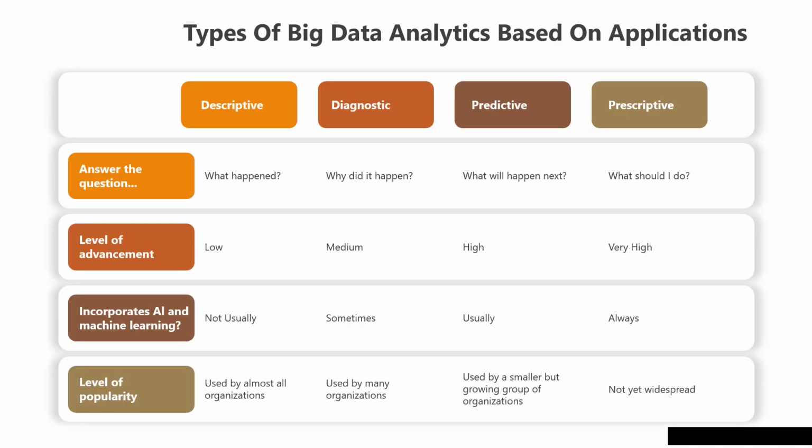Now, types of big data analytics, based on applications, can be classified into 4 major classes: descriptive, diagnostic, predictive, and prescriptive. Descriptive: what actually happened. Diagnostic: why did it happen. Predictive: what will happen next. And prescriptive: what should I do. In terms of popularity, descriptive is used by almost all organizations. Diagnostic is used by many organizations. Predictive is used by a smaller but growing group of organizations, and prescriptive is not yet widely used.